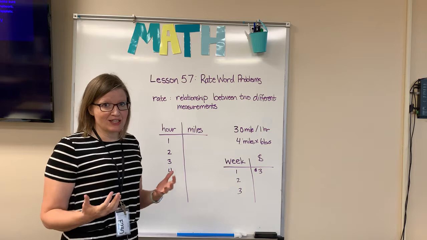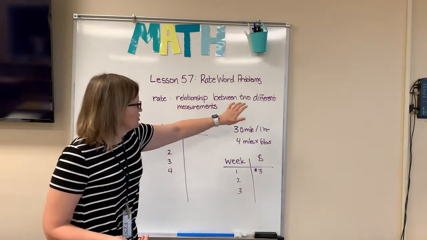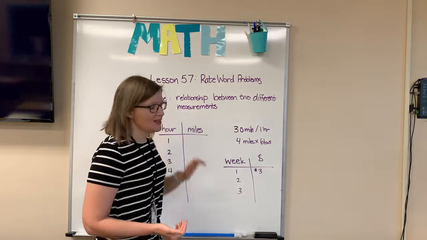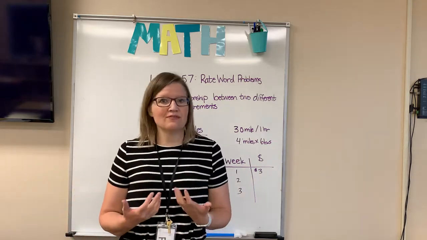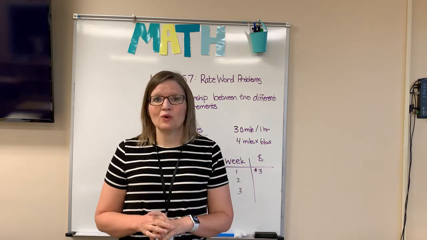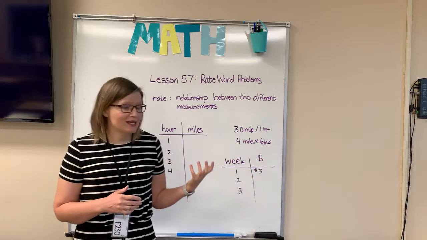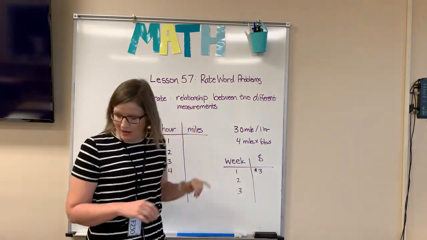First off, we need to discuss the word rate. Rate is the relationship between two different measurements. An example for this is a car that drives 30 miles an hour, drives 30 miles in 1 hour. That's the rate that it's going. It's the hour and then how many miles.